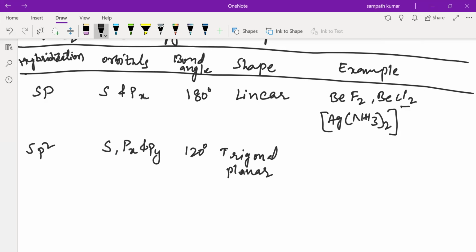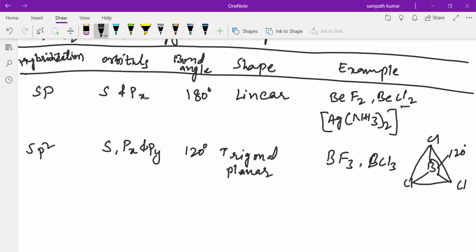For example, BF3 and BCl3, and also the ethylene molecule. In the BCl3 molecule, boron is bonded to three chlorines, and the angles between them are 120 degrees.